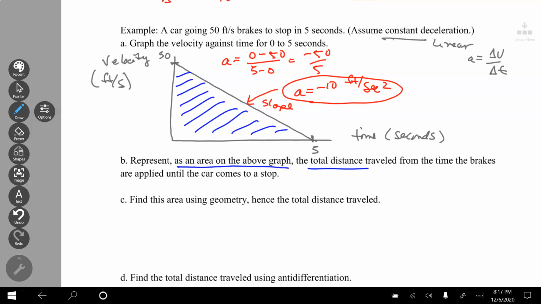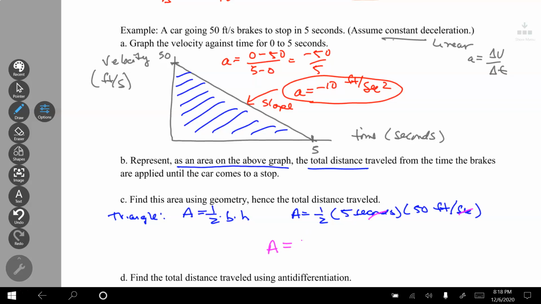So if I want to find this area, well, this is just a triangle. And area is 1/2 times base times height, or specifically 1/2 times the base is 5 seconds. The height is 50 feet per second. And I can see that my seconds will cancel, and 50 times 5 is 250, half of that. So my area is 125 feet, and this is my distance traveled according to this model.